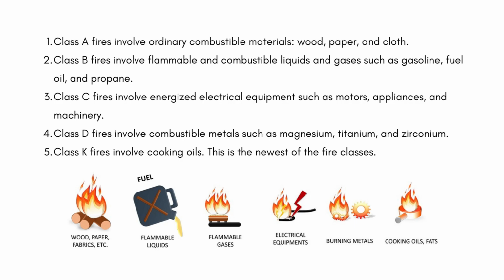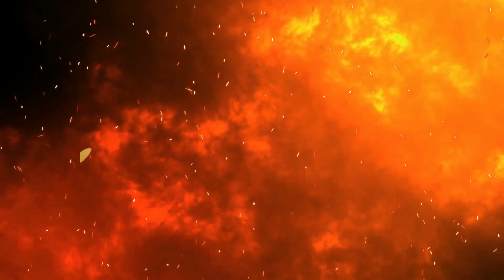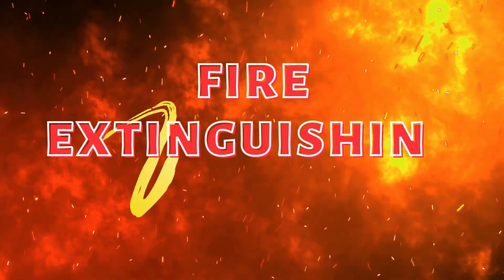Class C fires involve energized electrical equipment such as motors, appliances, and machinery. Class D fires involve combustible metals such as magnesium, titanium, and zirconium. Class K fires involve cooking oils. This is the newest of the fire classes. Extinguishing methods.